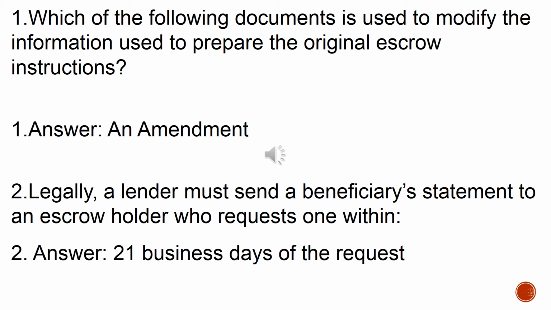Question number 1. Which of the following documents is used to modify the information used to prepare the original escrow instructions? Answer, an amendment. Question number 2. Legally, a lender must send a beneficiary statement to an escrow holder who requests one within, answer, 21 business days of the request.